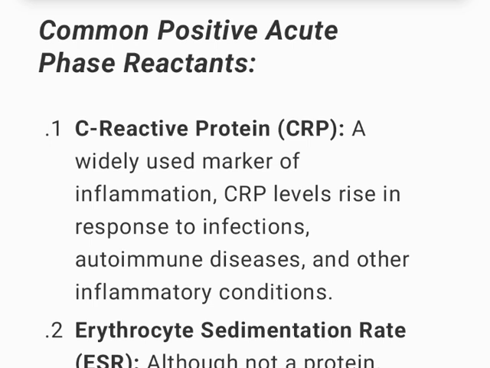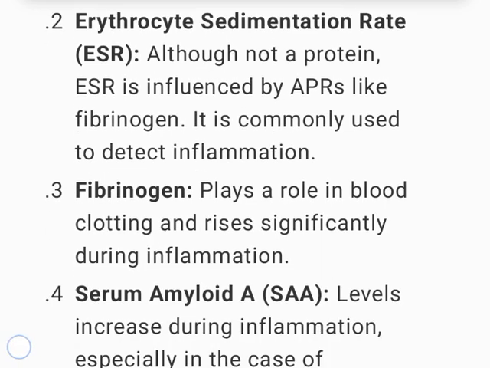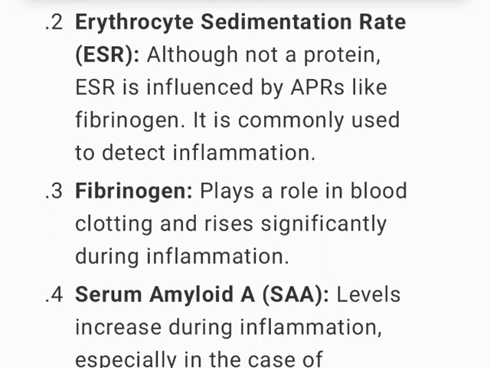Common positive acute phase reactants. 1. C-reactive protein, CRP, a widely used marker of inflammation. CRP levels rise in response to infections, autoimmune diseases, and other inflammatory conditions. 2. Erythrocyte sedimentation rate, ESR. Although not a protein, ESR is influenced by APRs like fibrinogen. It is commonly used to detect inflammation.